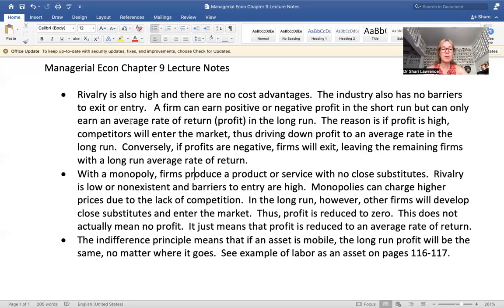All right, so that's what we're looking at in chapter 9. Two extremes, perfect competition and monopoly. Now, in between there, I'm going to talk about this in later chapters, but I'm going to mention the other two types of competitive environments, because I want you to be thinking about that when you're working on your paper.